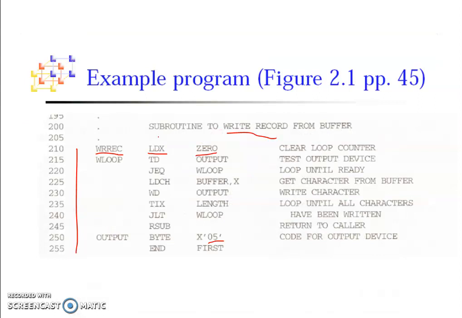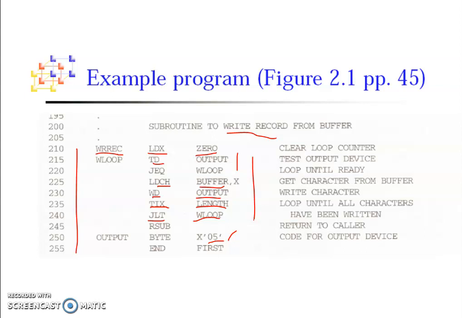In write record, similar is the case. Index register will be 0. It will test the output device. Loops until the output device is ready. Character by character to the buffer, it will be loading. Then write the data to the output. Output will be represented using 05. Then increment the index register and compare with the length. If it is less, W loop. So looping will be done until it reaches the end of the record. That is the maximum length, that 4096, or the length of the record that is written by the input device.